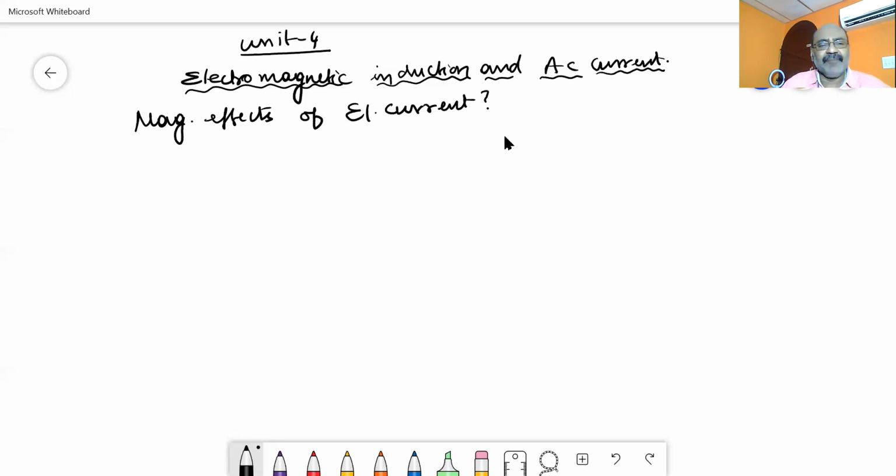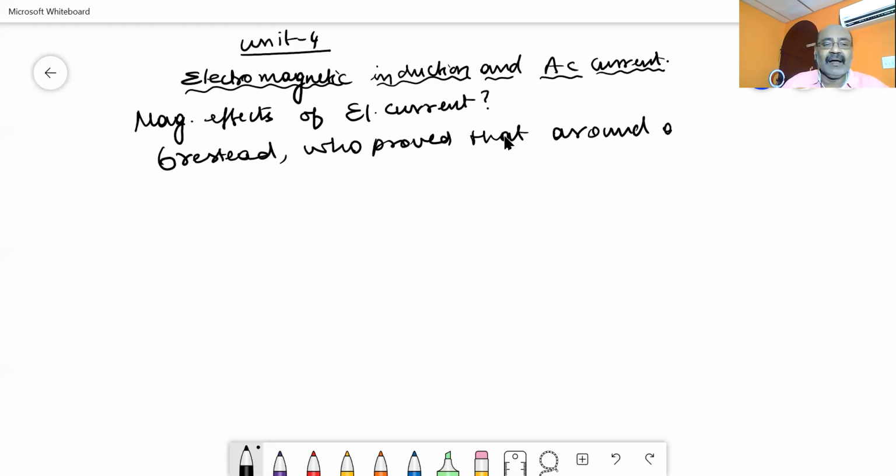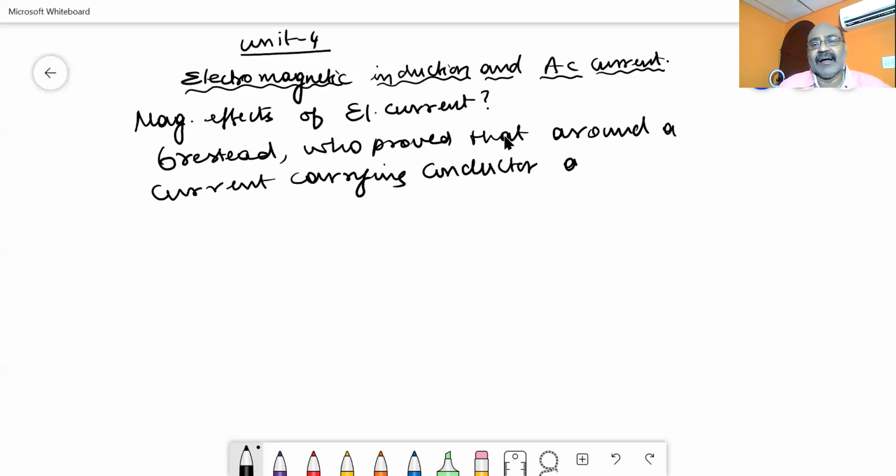It was Oersted in the year 1806 who proved that around a current carrying conductor, a magnetic field is developed, or a magnetic field is produced. This was the concept given by Oersted.